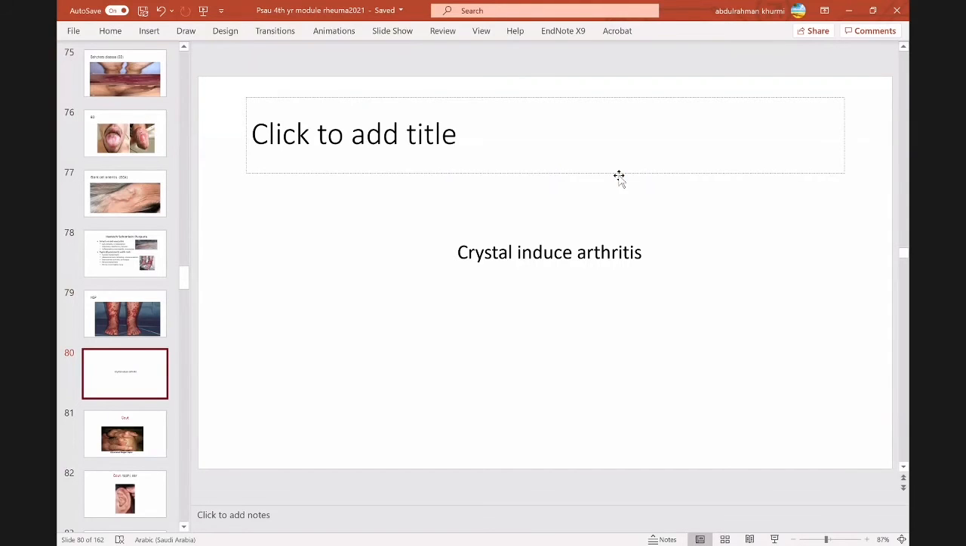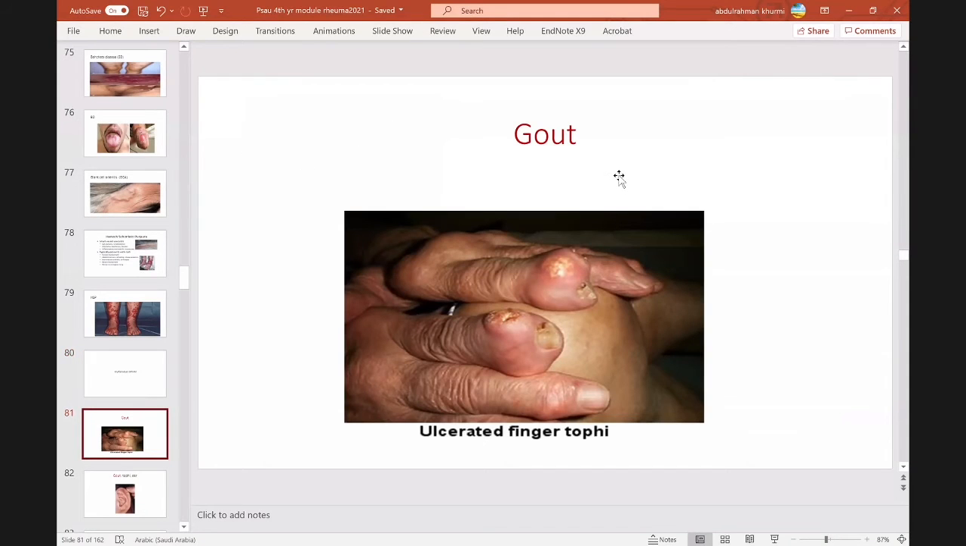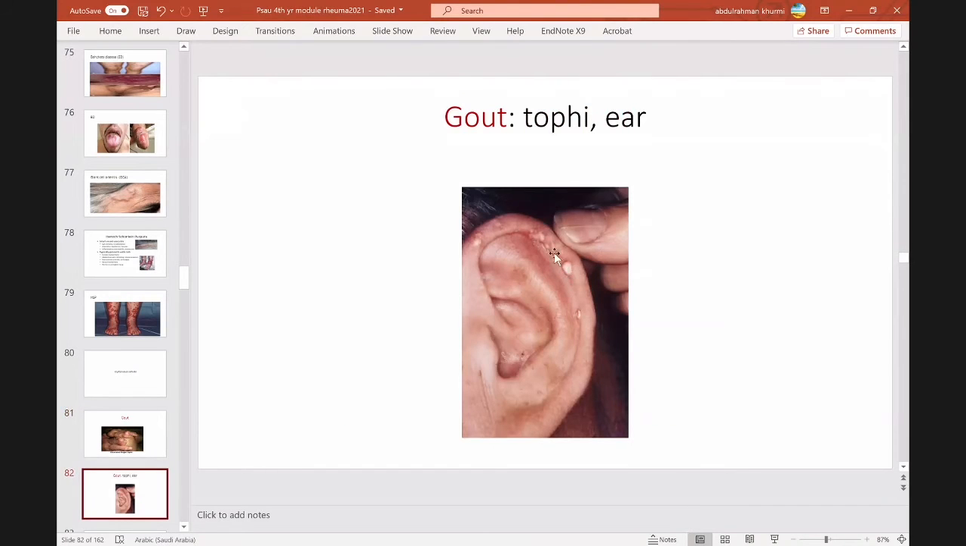Do you know anything about crystal-induced arthritis? Maybe like gouty arthritis, I think. Gout and pseudogout. What is this? Gout. What is this? Crystal deposition, what we call tophi. It can come in the joints, but also can come in the ear, as you can see here.